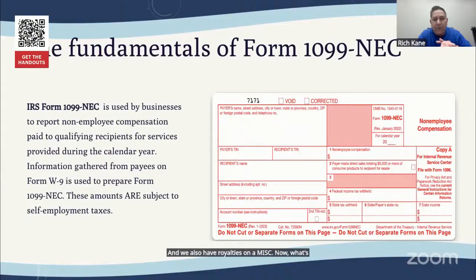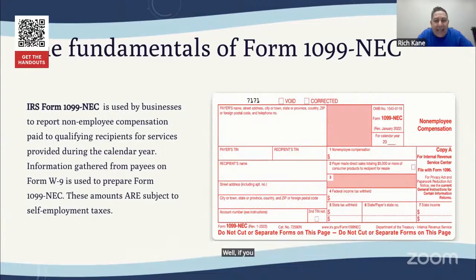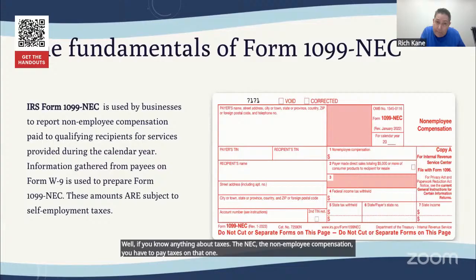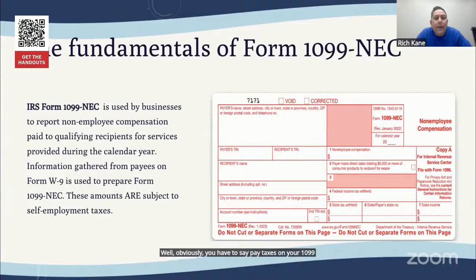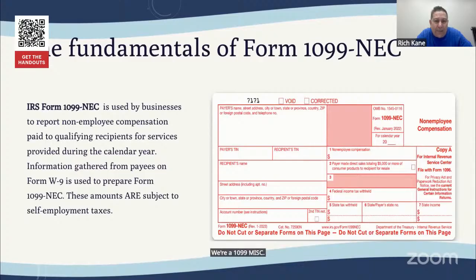We also have rents and royalties on a MISC. Now, what's really the difference between the two? Why can't you keep it all on one? Well, if you know anything about taxes, with the NEC, the nonemployee compensation, you have to pay taxes on that one. Obviously, you have to pay taxes on your 1099 MISCs as well. But in addition, on the 1099 NEC, you have to pay an additional self-employment tax of 15.2%. Anything on a 1099 NEC is subject to the self-employment tax, whereas a 1099 MISC is not subject to the self-employment tax.